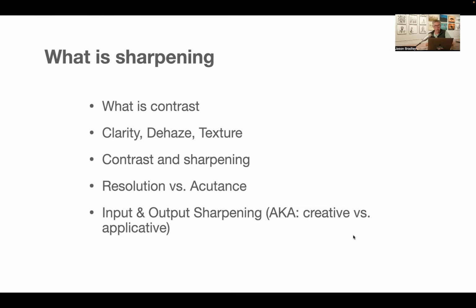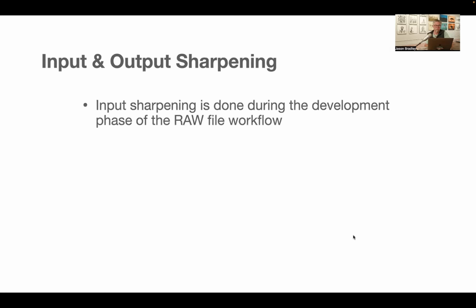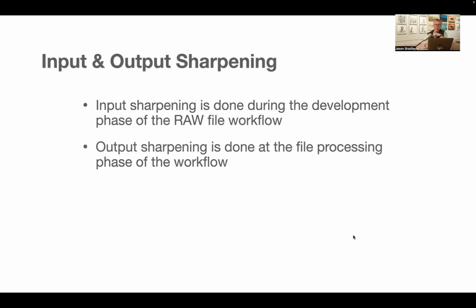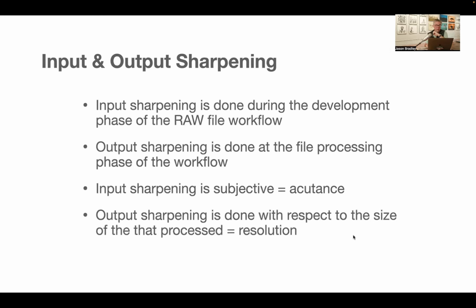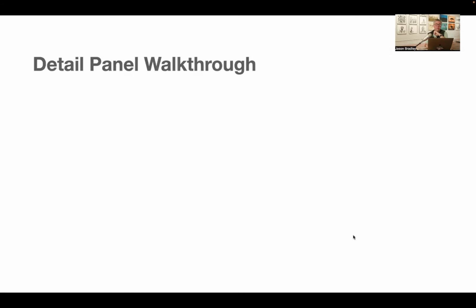So input sharpening is what we do in Lightroom, a bit of an acutance approach. We want to make sure that it looks good in our program, and then we apply an output algorithm to it based on the application, okay? Input sharpening is done during the development phase of the workflow, and output sharpening is done at the file processing phase of the workflow. Input sharpening is subjective, or an acutance kind of sharpening, and output sharpening is done with respect to the size that is processed. Just to reiterate, it's a very, very important distinction, understanding the difference between input and output sharpening.